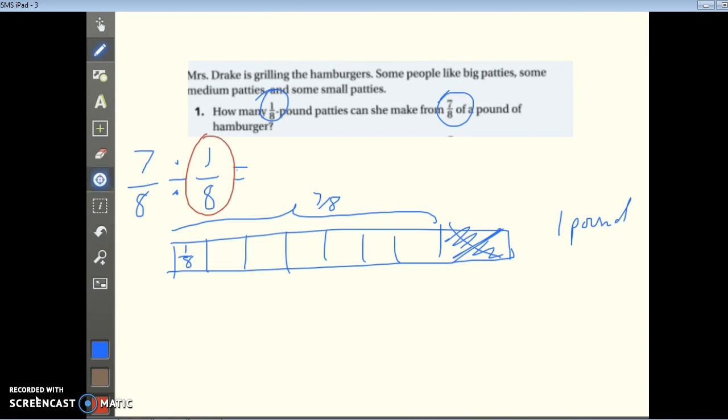And we already have one here, so let's count them together. If all of these pieces in my model are 1/8, we're going to have one piece right here. Here's 1/8. We have a second one, third one, fourth one, fifth one, sixth one, seventh one. So we have 7 1/8 size pieces, so the answer would be 7.